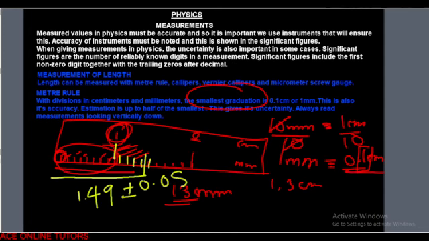0.01, sorry, 0.05. Because the smallest division that you have in the meter rule is actually 1 millimeter, right? Now you divide it into 2. So if you're having 1 millimeter, divide 1 millimeter into 2, you are going to have 0.5 millimeters. But don't forget that we are writing it in centimeter. That's why you have to divide it by 10 again to give us 0.05 centimeters.